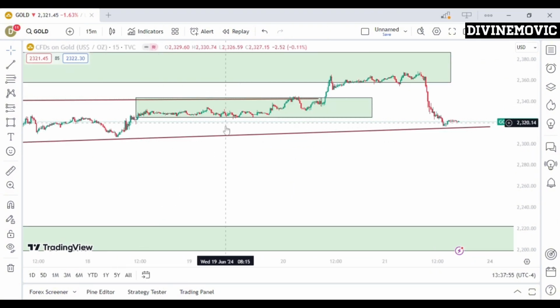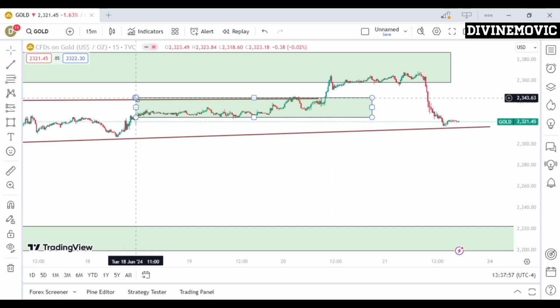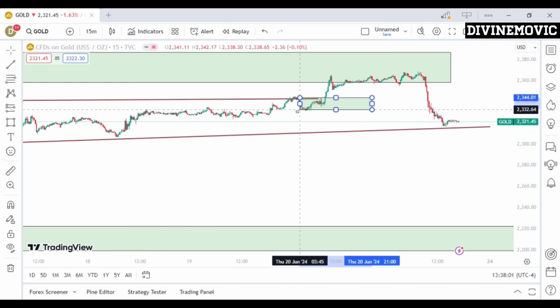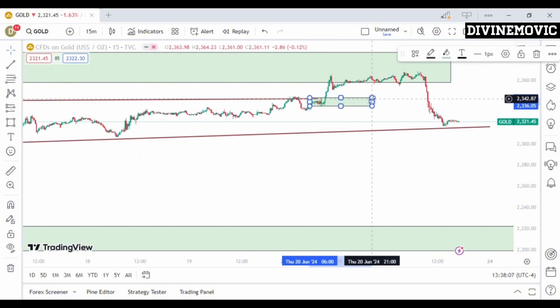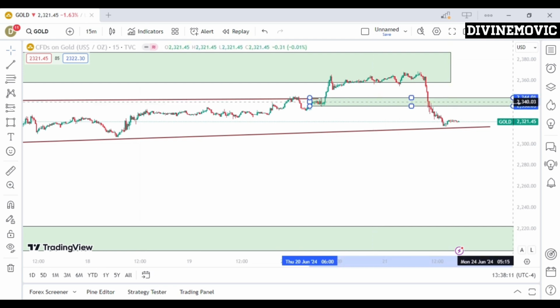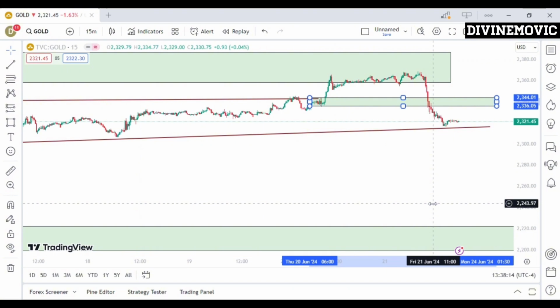Now, if you define this zone, I can see that this point here is our refined zone, right? This area here is our refined zone. And what I want to do is this: once price comes back to this zone here, look for an opportunity for a sell to the demand zone. That's what we're going to be doing on this particular pair. So what we're looking for at this point is for price to come back to this zone here and then drop to the demand zone.